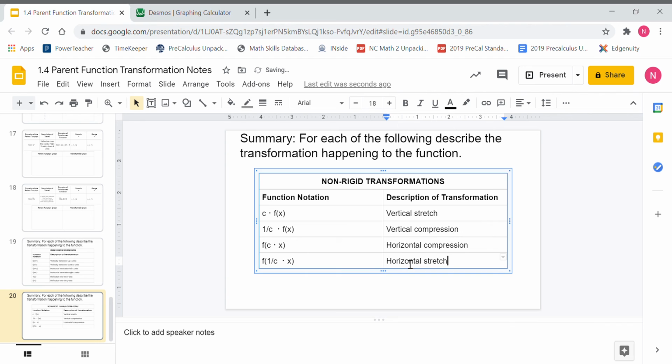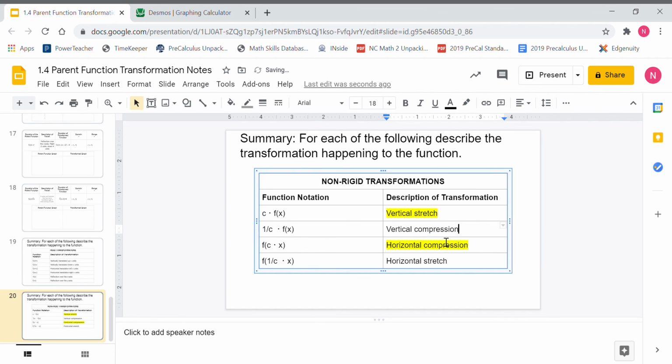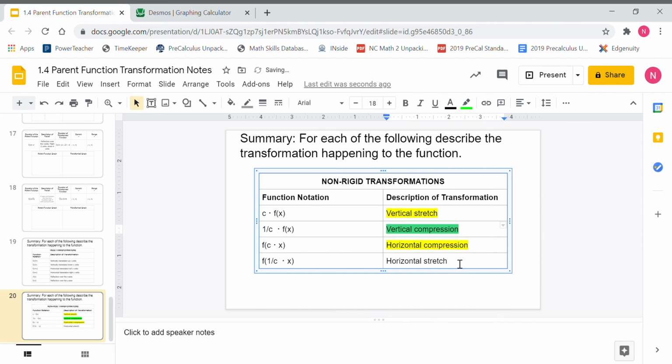And so I'm going to highlight these so that you know which ones do the same thing to the graph. You can think about pressing on a ball. So a vertical stretch and a horizontal compression are the same. And then your vertical compression and your horizontal stretch do the same to the graph. Let me highlight.